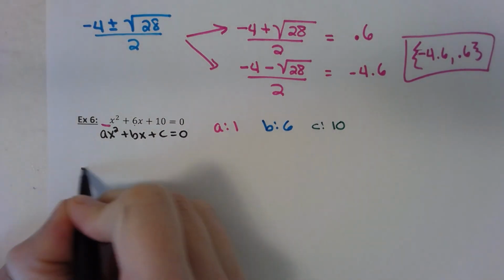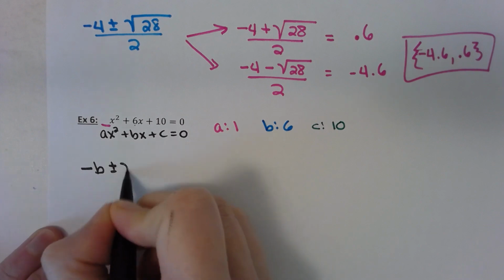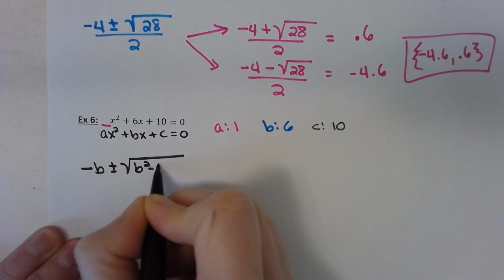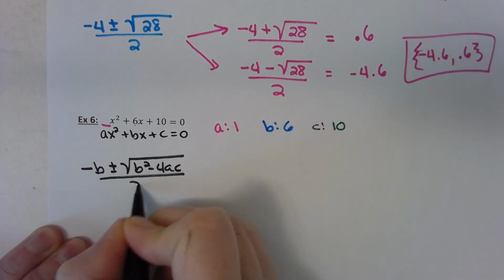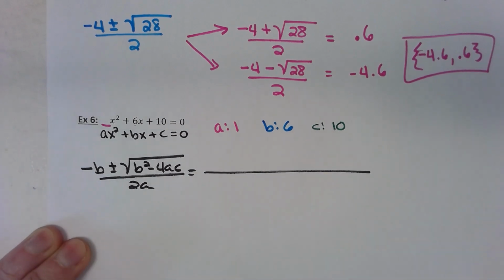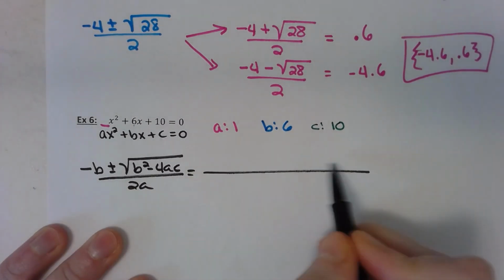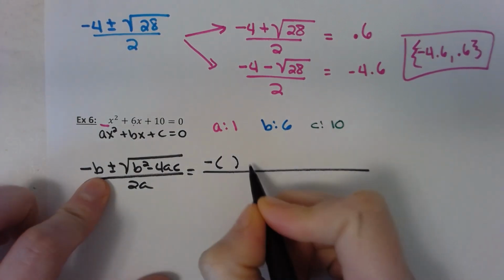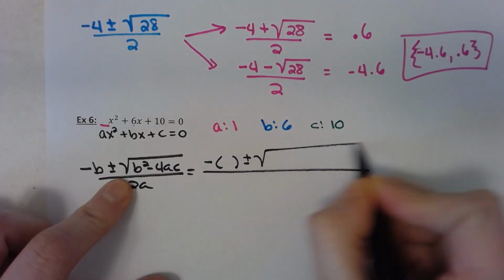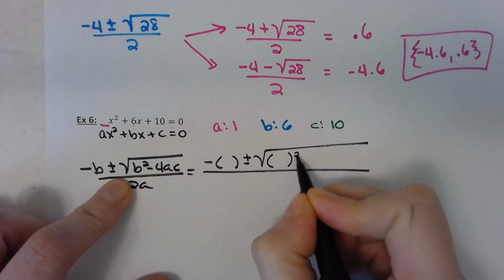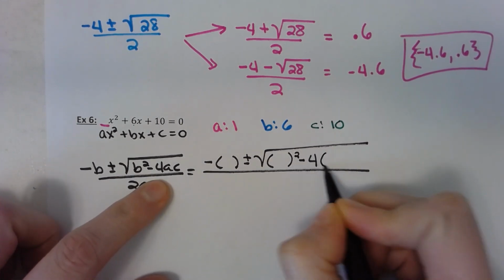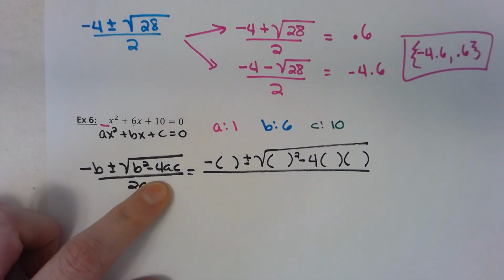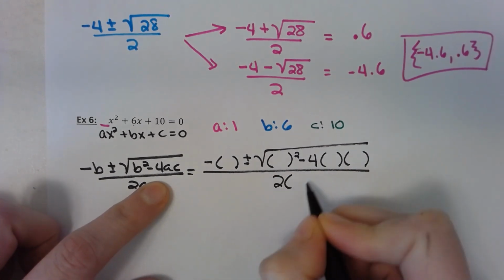And once again, I like to go ahead and rewrite my formula just so that I can point out to you what I'm plugging in as I go through. There's no reason for you to rewrite that whole thing again, but I do want you to do the blanks. So negative b, plus or minus the square root of b squared minus 4 times a times c. This whole thing is divided by 2 times a.